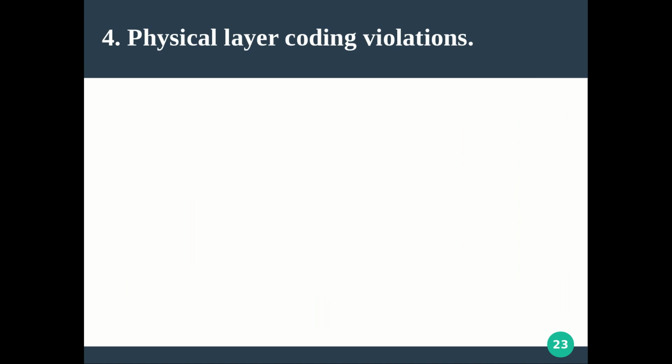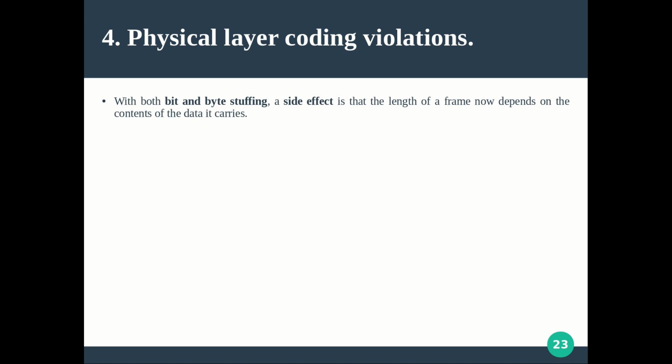Now the fourth method. That is a pretty good method out of the 3 methods that we discussed. Now we will see one more technique, that is physical layer coding violation. So what does it mean? With both bit stuffing and byte stuffing, the side effect is that the length of the frame now depends on the contents of the data it carries. Compared to byte stuffing, bit stuffing is better in the sense that instead of stuffing a byte, we are stuffing just a single bit, but still the number of bits you stuff will be proportional to the length of the frame, maybe the length of the frame divided by the size of the pattern in the worst case.